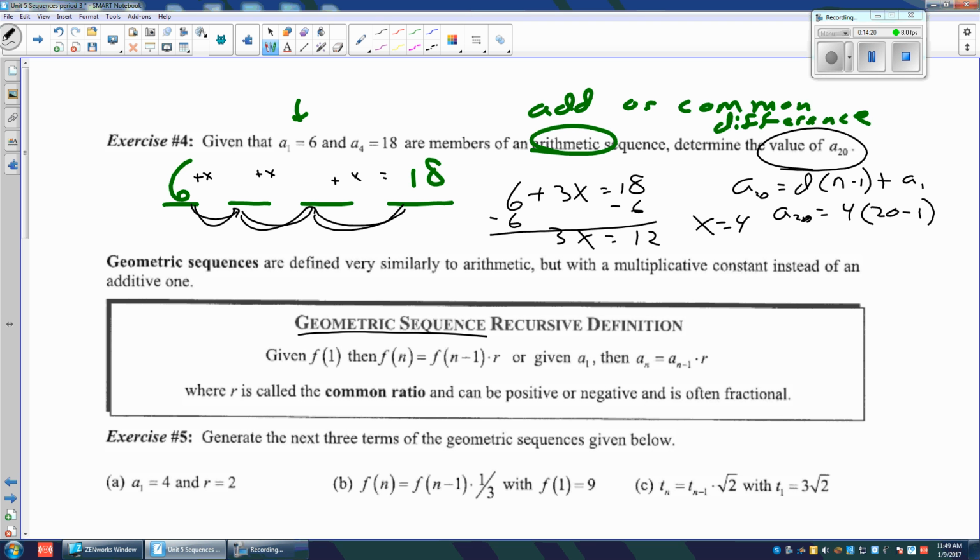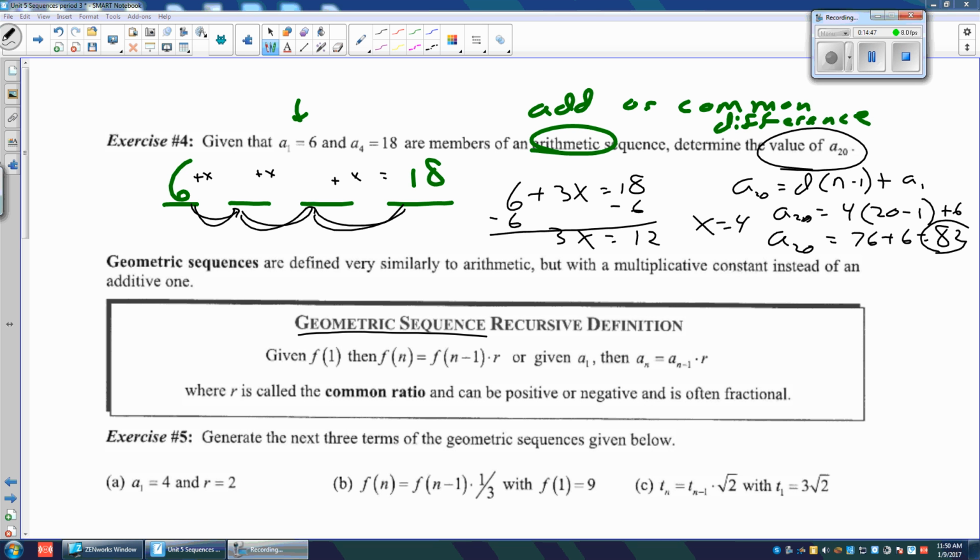A sub 1, what's the first number? 6, so we add 6 to it. This is 80 minus 4, which is 76. So a sub 20 is 76 plus 6, which is 82. Did we answer the question? We did. Find the value of a sub 20.